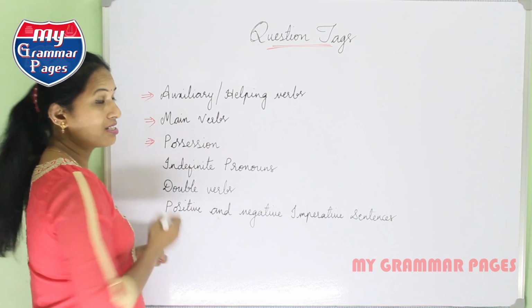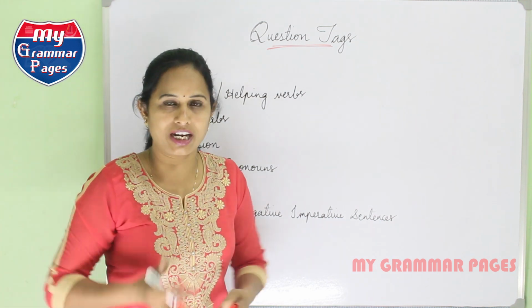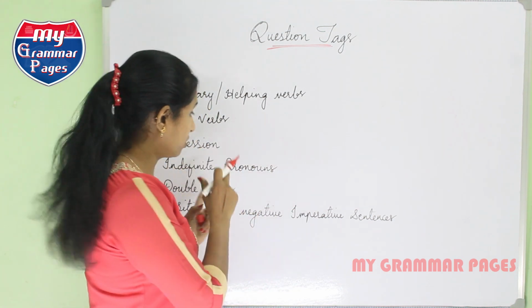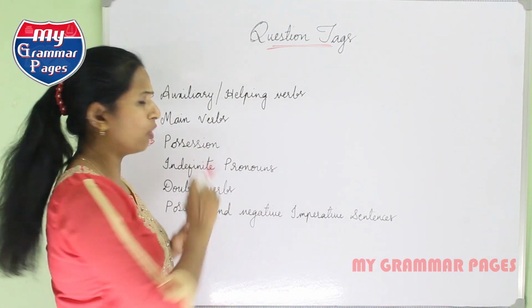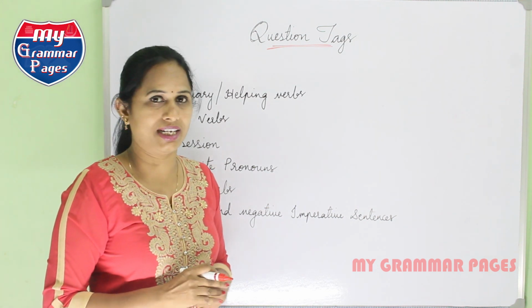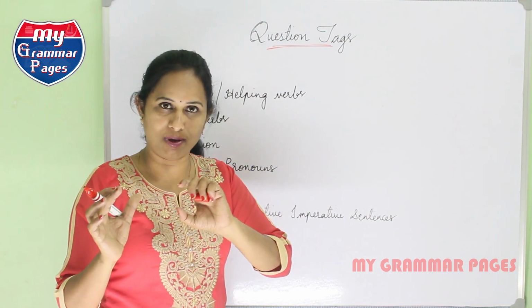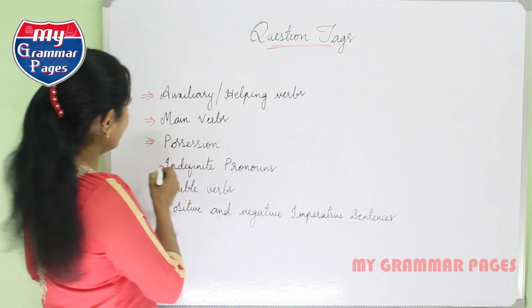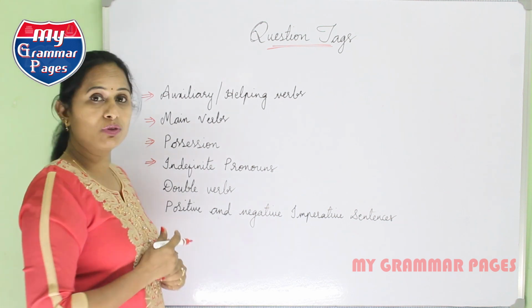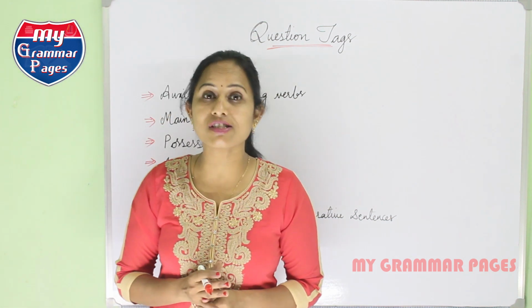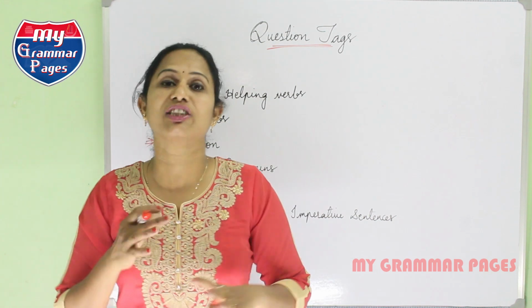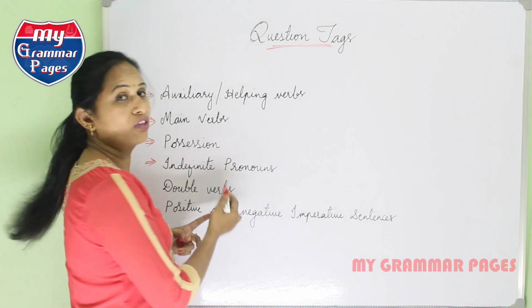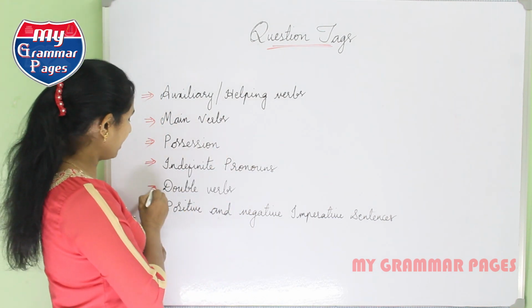And sometimes the statement shows possession, like Harita's book or Tom's ball. In such a case, what kind of tag are we supposed to add? Just don't take Harita's book or Tom's ball. So let me tell you in detail when I go into the explanation. And the next thing is, sometimes we will have indefinite pronouns in the statement, like everybody, somewhere, something, everyone. In such cases, what kind of tags are to be added?